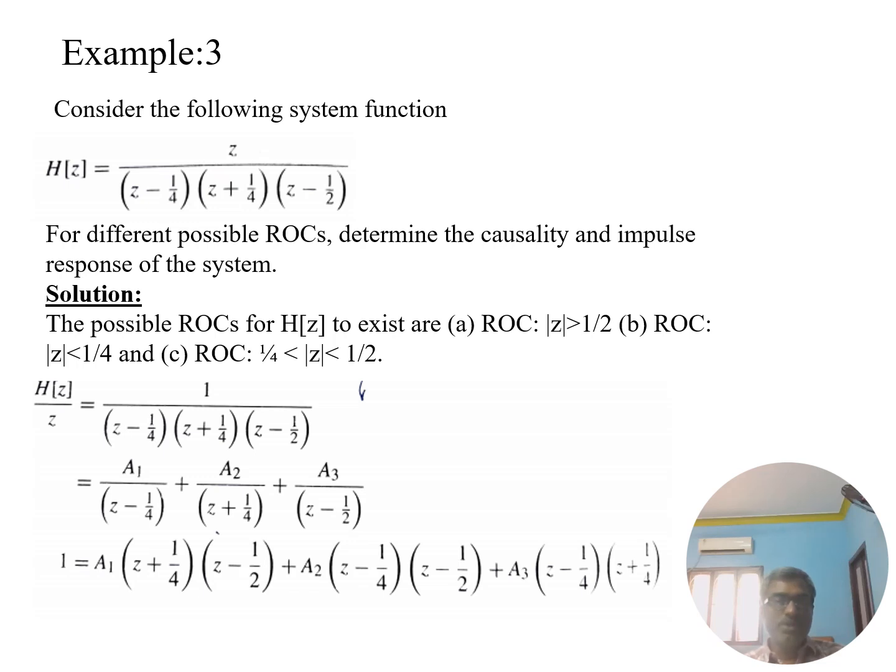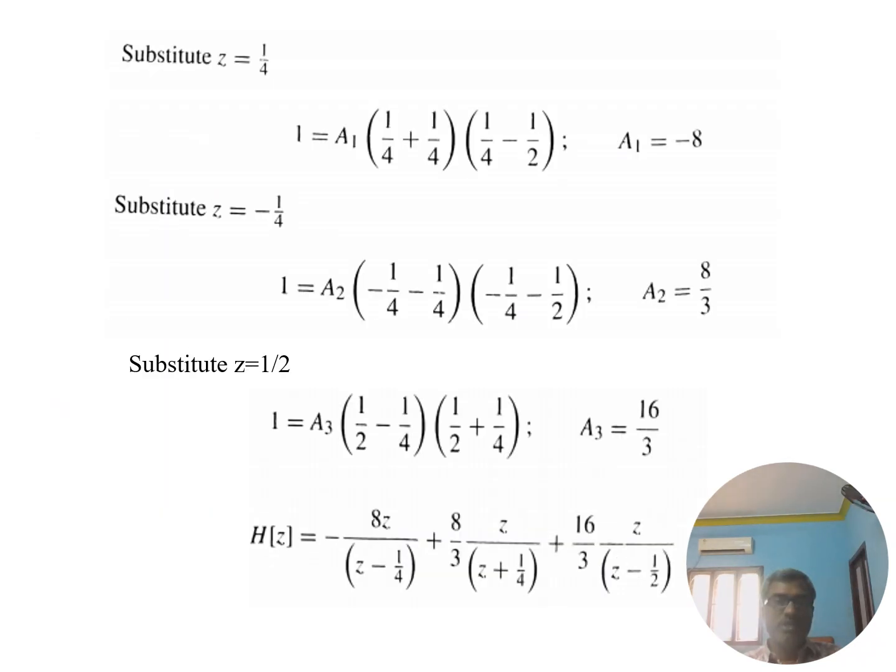So in order to find out the impulse response of the system, first we need to apply partial fractions and find the values of A1, A2, A3. When we solve the partial fractions, we get the A1 value as -8, A2 value as 8/3, and A3 value as 16/3. We substitute these values in the system function expression, so that we get H(z) = 8z/(z - 1/4) + (8/3) z/(z + 1/4) + (16/3) z/(z - 1/2).